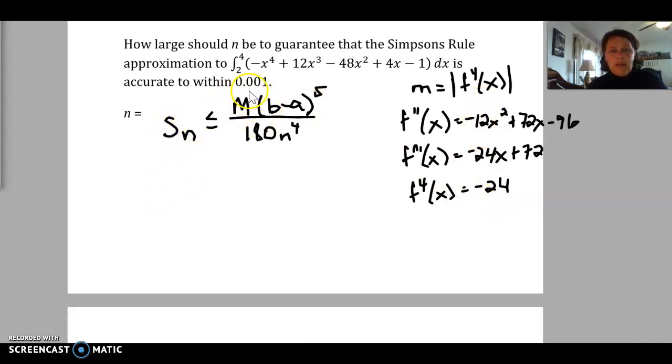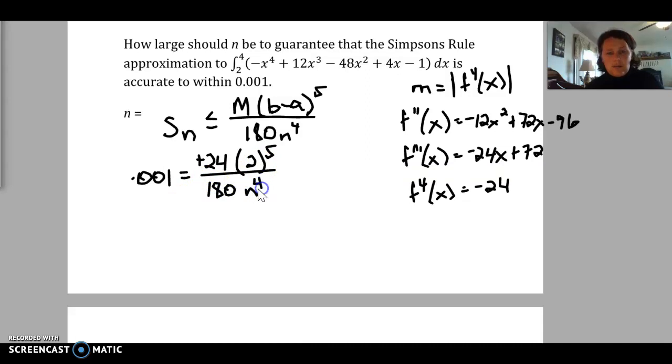We want S of n to be accurate to 0.001, so let's set it equal to that. Negative 24 was our m. b minus a is 2 again, so we're going to have 2 to the 5th power. Oh, and we can use absolute value, so we don't have to use the negative. So positive 24, 2 to the 5th, over 180 times n to the 4th. Okay, I'm going to multiply that n to the 4th to the left-hand side. So we have 0.001 times n to the 4th.